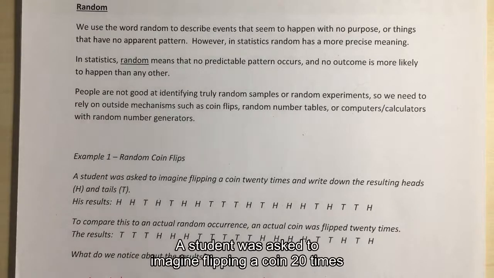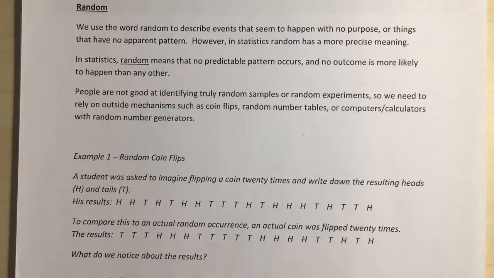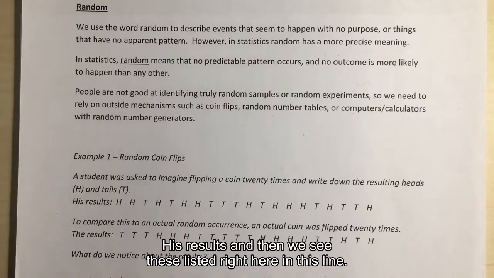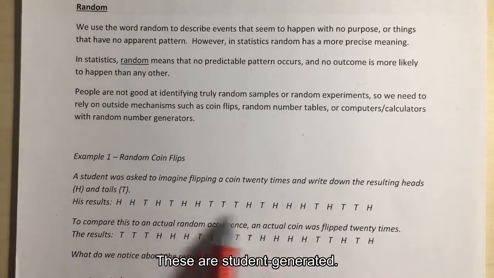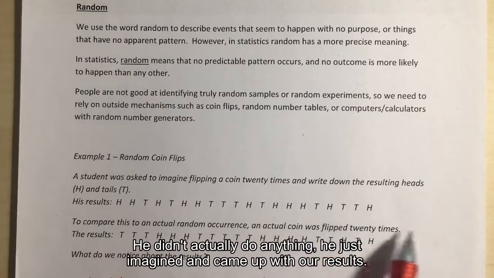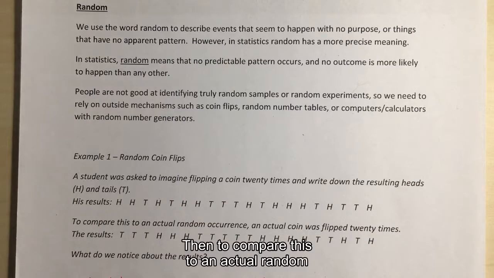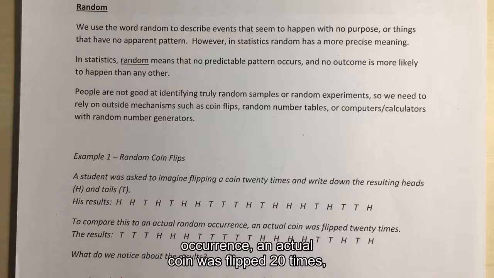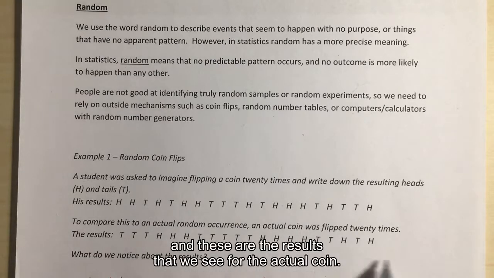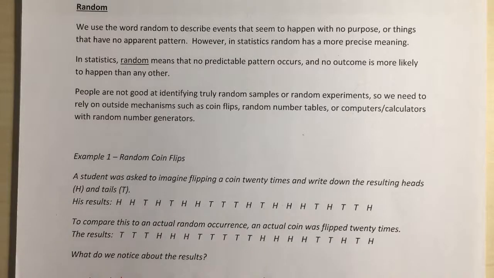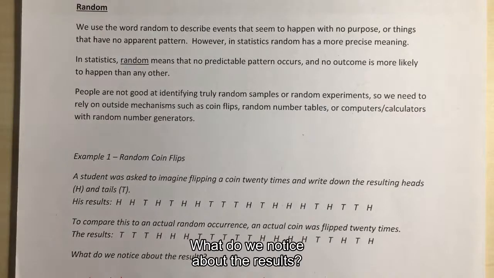A student was asked to imagine flipping a coin 20 times and write down the resulting heads and tails. His results are listed right here in this line. So these are student generated. He didn't actually do anything, he just imagined and came up with our results. And then to compare this to an actual random occurrence, an actual coin was flipped 20 times, and these are the results that we see for the actual coin. What do we notice about the results?